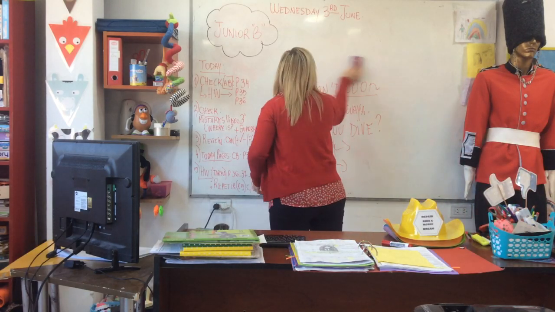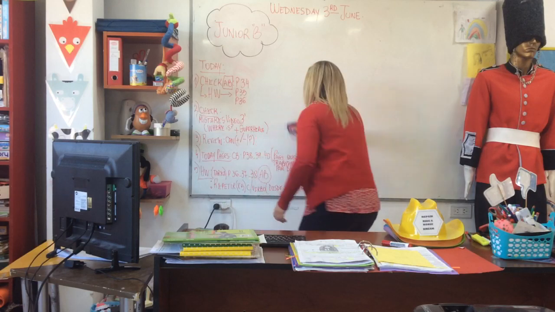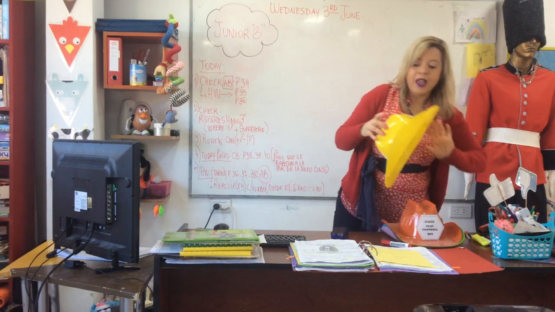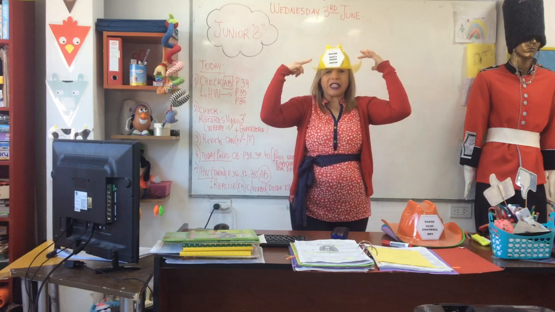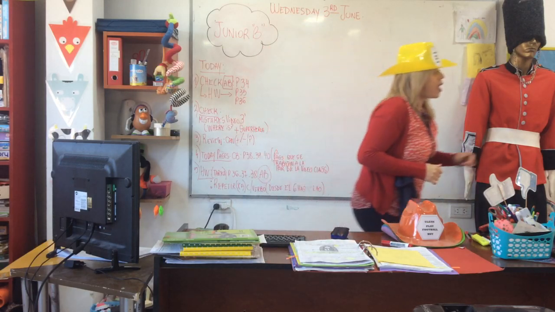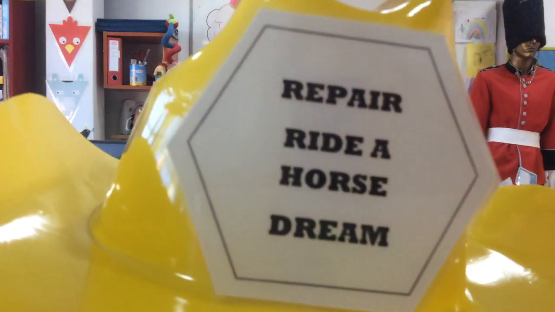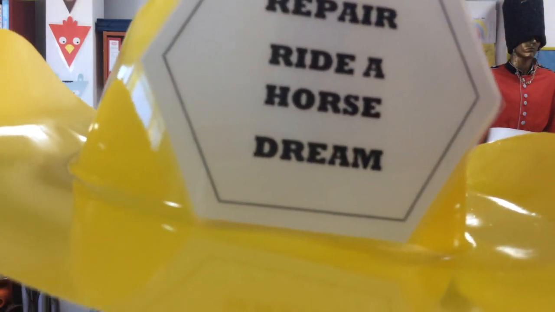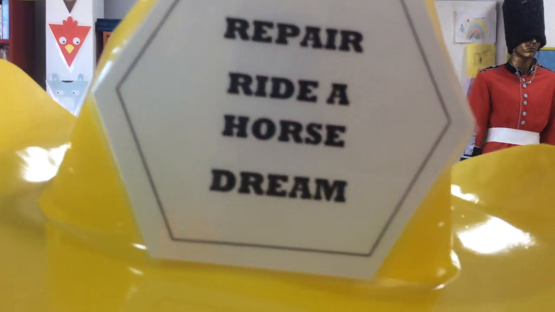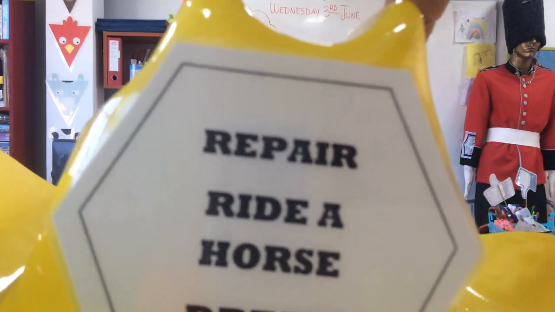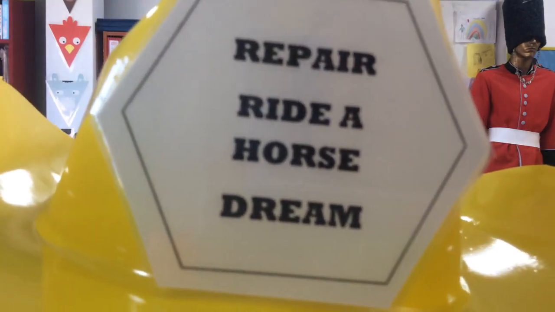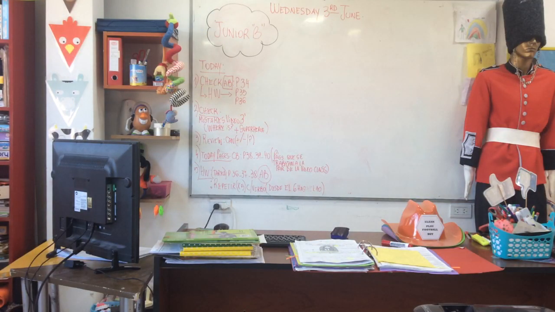Okay. Good. What color is it? It's yellow. Okay. So pay attention. I'll show you. So we have three verbs, repair, ride a horse, and dream. Repair my bike, for example, reparar, ride a horse, and dream, soñar. Yes? Is it clear?